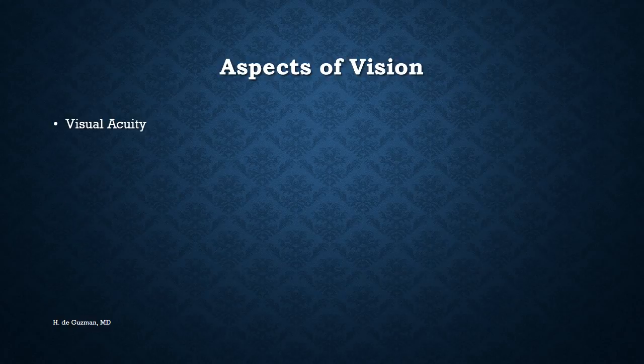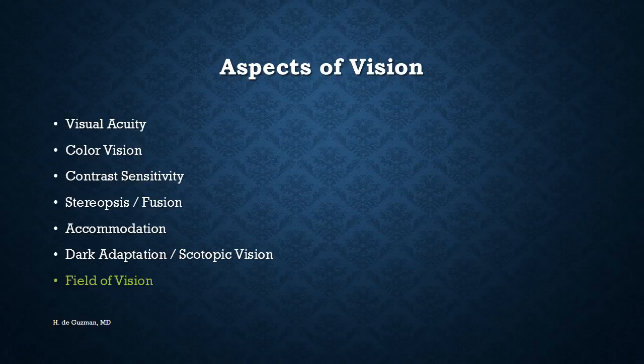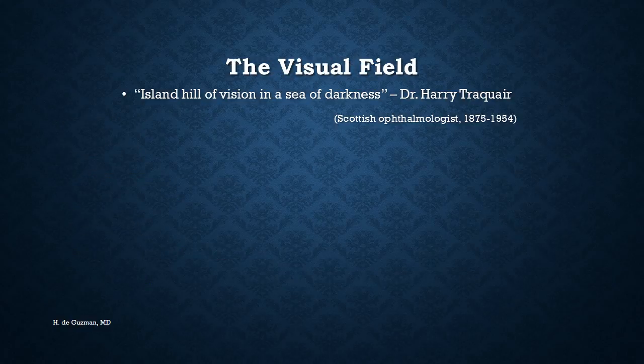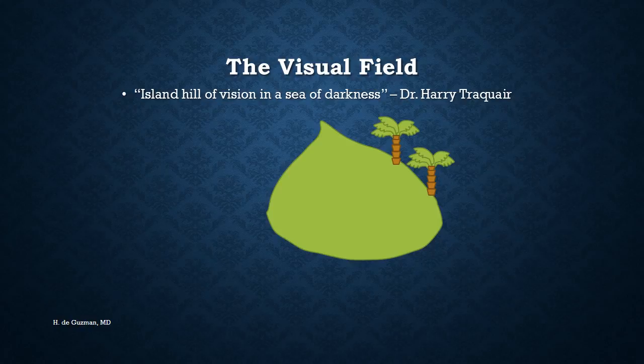When we think about vision, we tend to think about visual acuity. We sometimes forget that there are many other aspects to our vision, including the visual field. The visual field has famously been described as an island hill of vision in a sea of darkness. So here's our island. It's tropical. The shape of our island is due to the differences in sensitivity of the different areas of our retina.